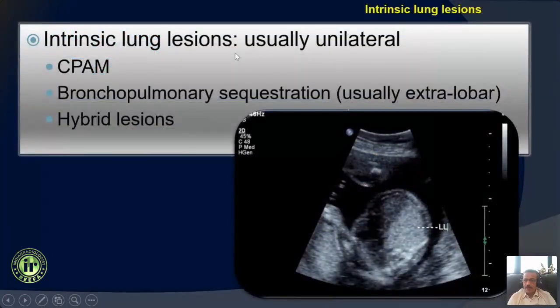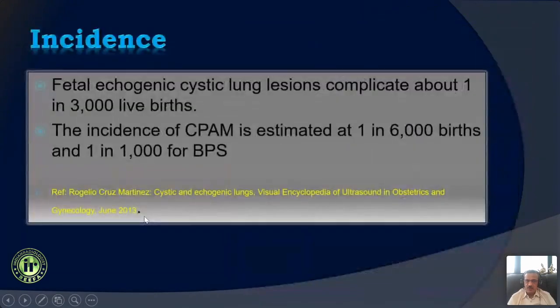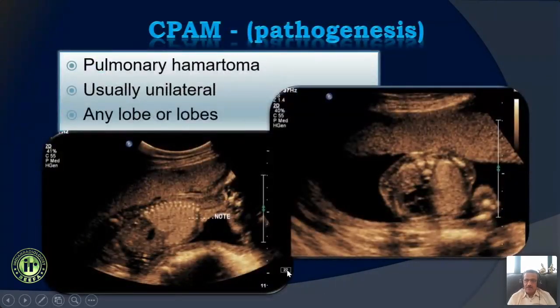Then of course we have intrinsic lung lesions where we have CPAMs or congenital pulmonary airway malformation. We have bronchopulmonary sequestration and we have hybrid lesions. And very often it becomes difficult to differentiate one from the other. Now, overall, if you look at echogenic cystic masses, the incidence is about 1 in 3,000.